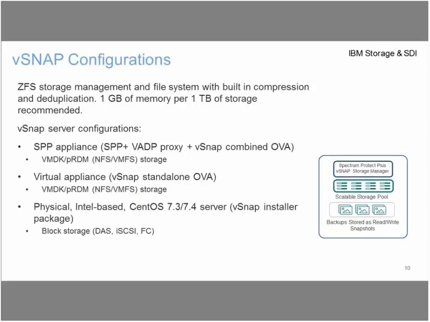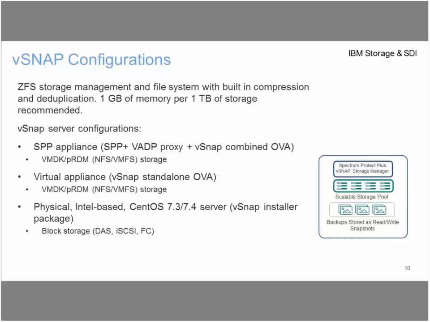So the vSnap storage appliance is a ZFS storage management and file system. It has built-in compression and deduplication. We do recommend a gig of memory per terabyte of storage. The compression and deduplication, as I said, is built in. However, you do have the option within the Spectrum Protect Plus UI of whether you want to enable or disable either the compression and/or the deduplication. That will depend largely on the workload as to whether or not there is any benefit to deduplication and compression for those particular VMs. As I mentioned, there are essentially three different configurations of vSnap storage appliance.